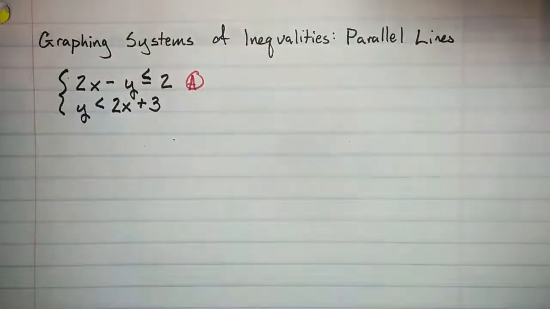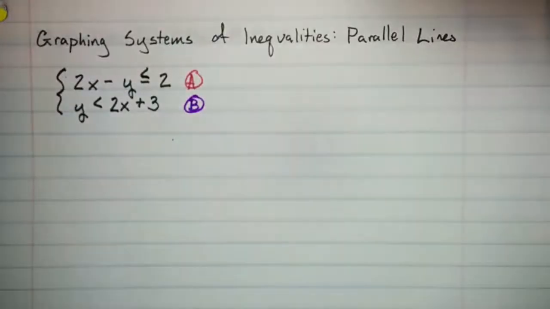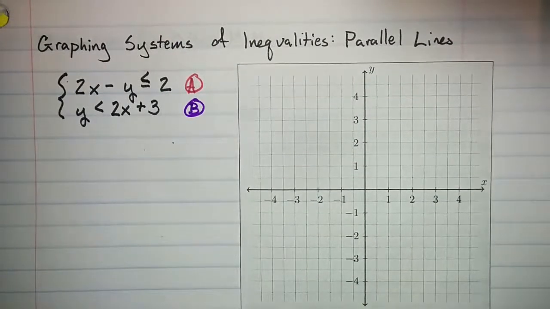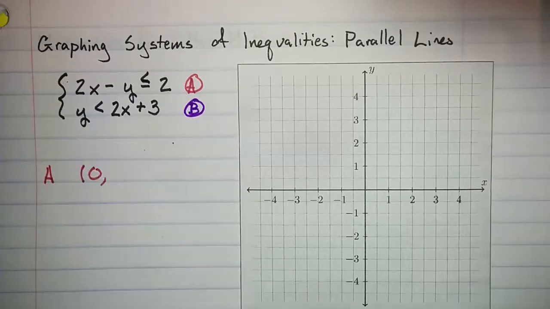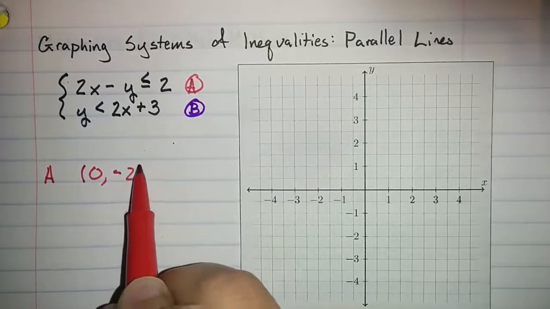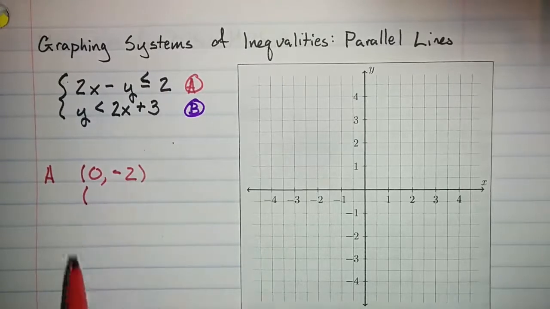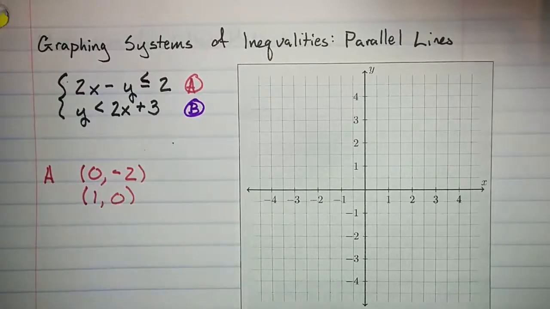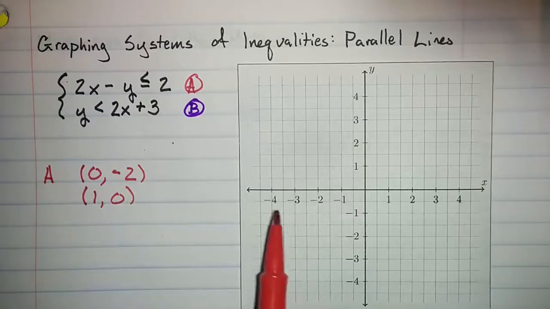Again, calling these A and B. For A, I'd like to find the intercepts. I'm going to have you pause the video and try on your own to find the intercepts for a moment. I get (0, -2) and (1, 0) for my intercepts. I hope that you found the same thing.